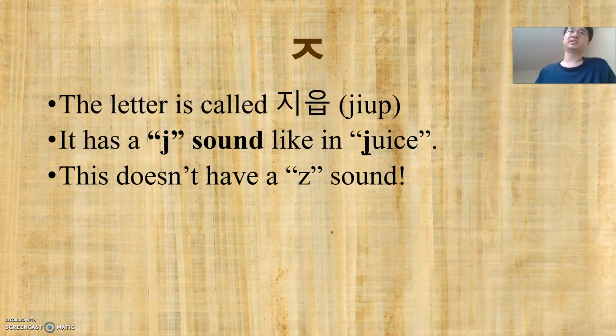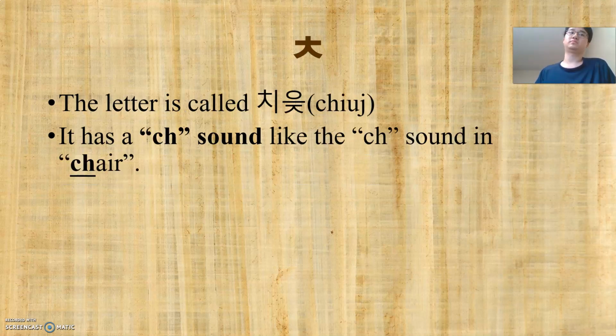So the next letter is called Jieut, and this letter has a J sound, like the J sound in juice. However, contrary to popular belief, this doesn't have a Z sound, but it only has a J, the sound of the English letter J. So J. And the next letter is called Chieut, and this has a Ch sound, like the Ch sound in chair. So Ch, cheese, chair, chamber, and so on. So Ch.